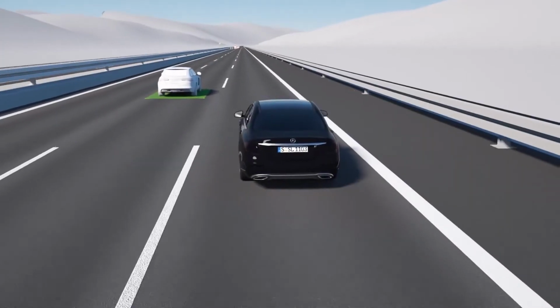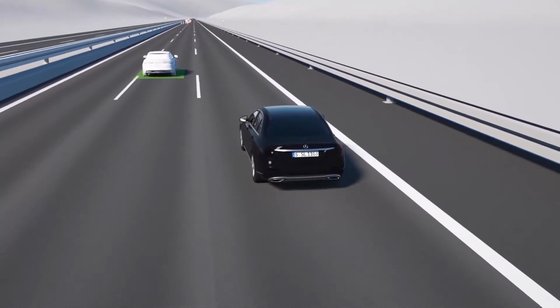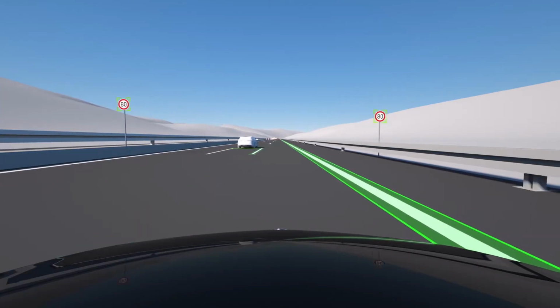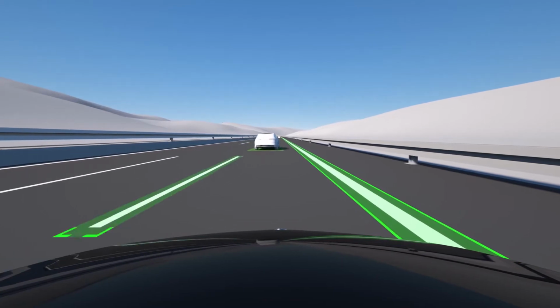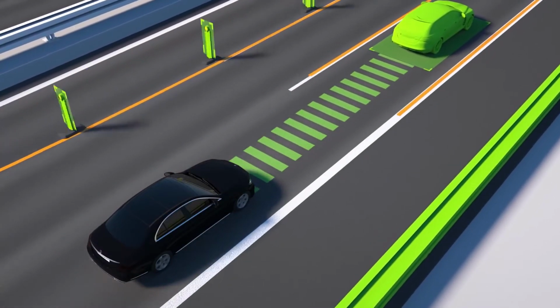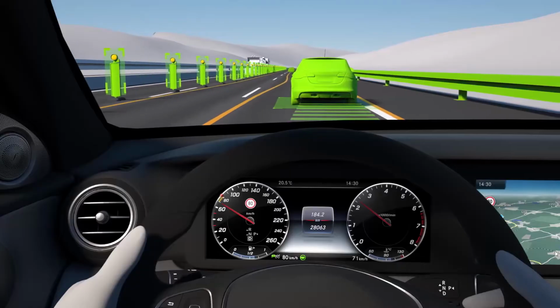The steering pilot assists the driver with lateral control by helping to keep the vehicle in the center of its lane. On registering the lane markings, the system keeps the vehicle in its lane up to a speed of 210 km per hour, even in slight bends.